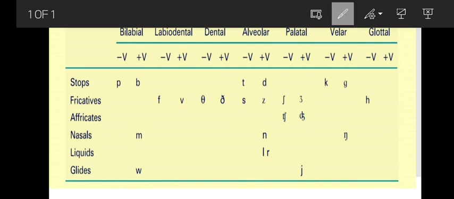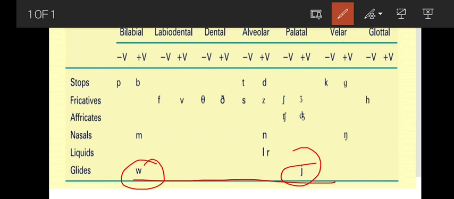Let's talk about glides. Both of the glides are voiced. Your tongue is in motion while pronouncing these sounds, and because the tongue is in motion, we say it is a glide. I give you examples of these sounds, like w in wait and y in yes. So these sounds are called glides.